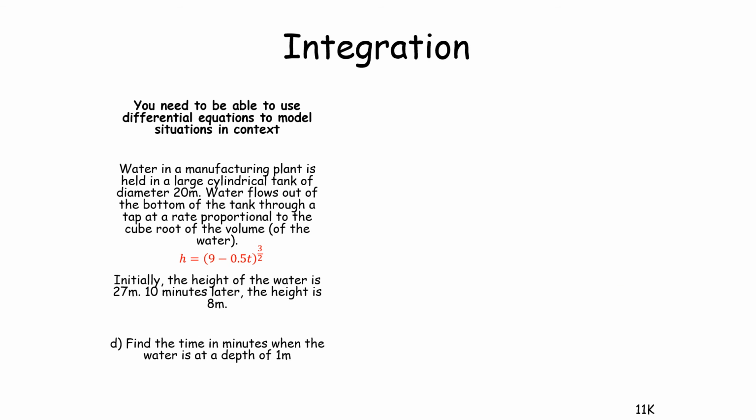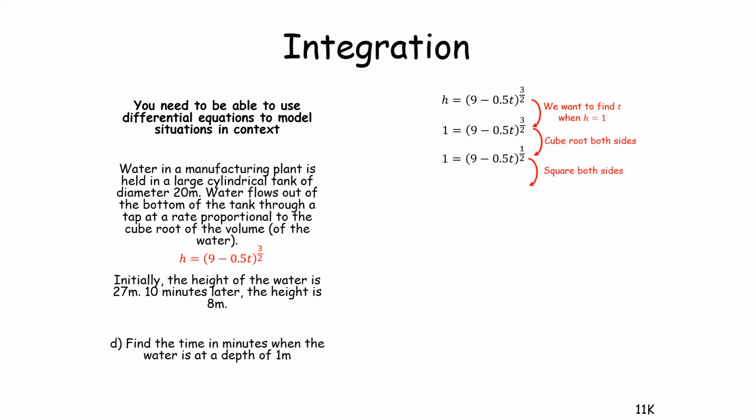Now part D of this question says find the time in minutes when the water is at a depth of 1 meter. So now we've got the formula for h. We want to find t when h is equal to 1. You just simply replace h with 1. We cube root both sides, we could square both sides, subtract 9 and divide by minus 0.5, so that'll give us t equal to 16.